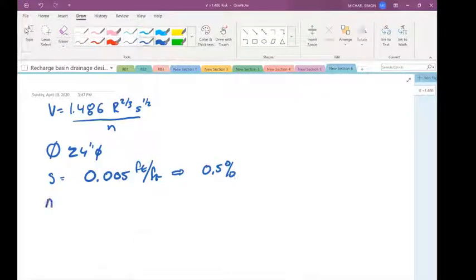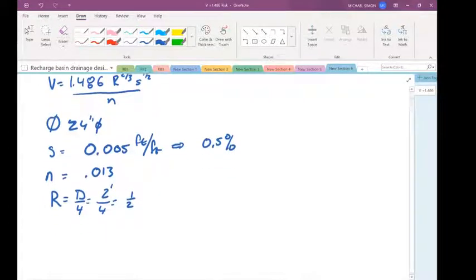And let's say that we're using a pipe that has a roughness coefficient of 0.013. So let's see how that all works. First of all, we have to get our hydraulic radius. Hydraulic radius is taken as d over 4. That's our diameter. Diameter is always specified in inches, but calculations have to be done in units of feet. So that will be 2 feet over 4. So my hydraulic radius is 1/2 or 0.5, whatever you rather see on there.